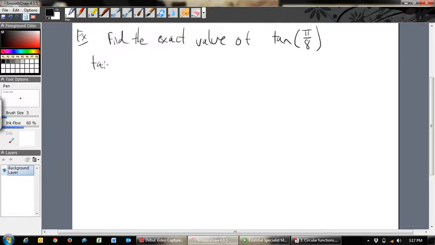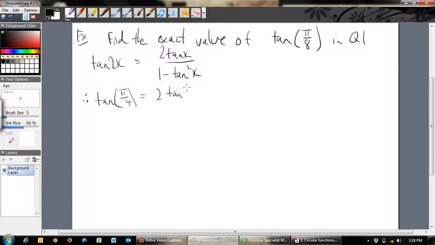So let me write down first our tan formula. Tan 2x is equal to 2 tan x over 1 minus tan squared x. Sorry, I forgot to say, in quadrant 1. So there's our double formula. Therefore, what we know is that if we say x is equal to pi on 8, then we've got tan of 2 times pi on 8, which is pi on 4, equals 2 tan pi on 8 over 1 minus tan squared pi over 8. Can you see how we've got this? We've got the value of x here, x equals pi on 8, and over here we have a double of that. 2 times pi on 8 is pi on 4. Can you see why I've done that? It's because tan pi on 4 is just equal to 1.